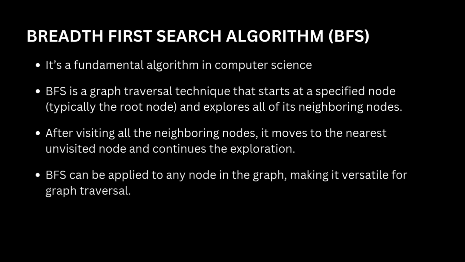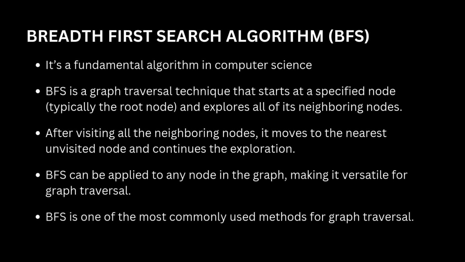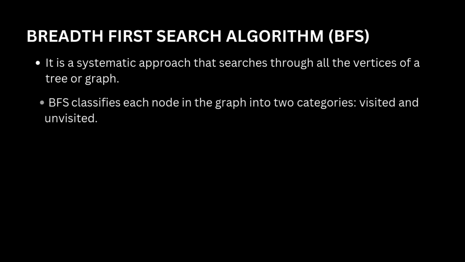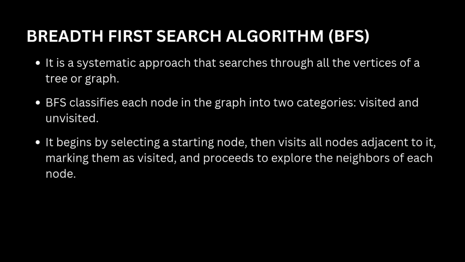BFS can be applied to any node in the graph, making it versatile for graph traversal. BFS is one of the most commonly used methods for graph traversal. It is a systematic approach that searches through all the vertices of the tree or graph. BFS classifies each node in the graph into two categories, visited and unvisited. It begins by selecting a starting node, then visits all the nodes adjacent to it, marking them as visited, and proceeds to explore the neighbors of each node.